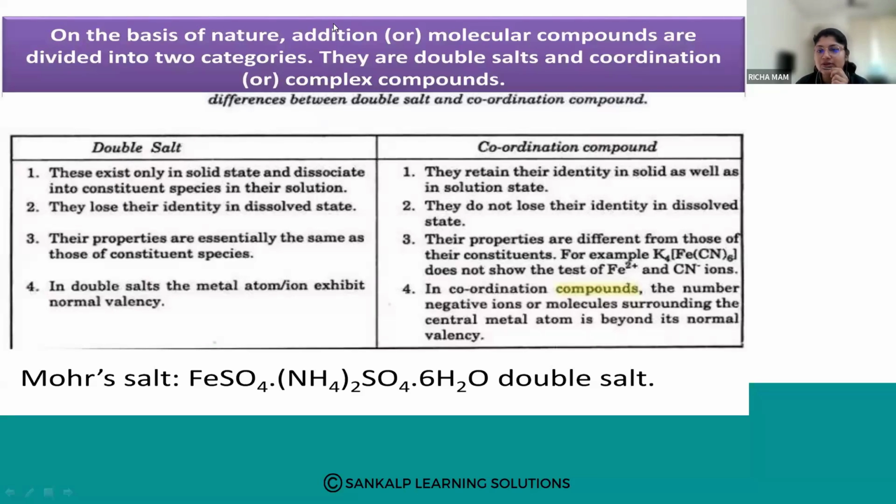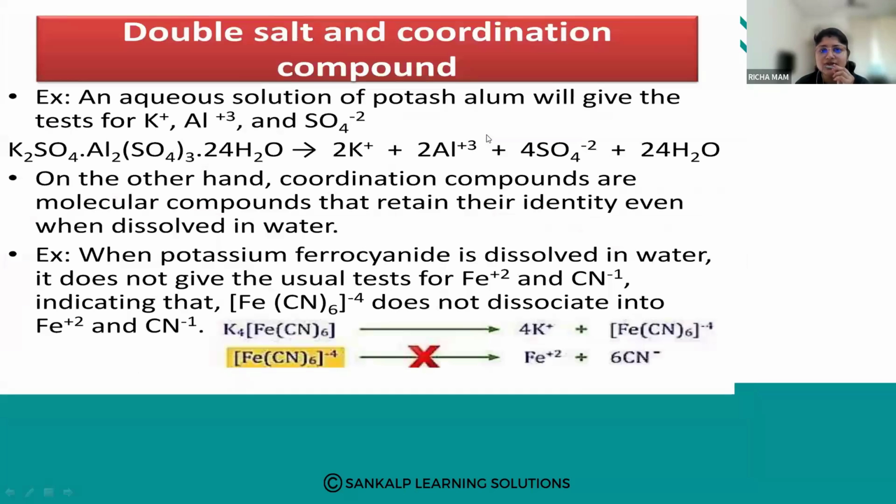Complex compounds are also addition compounds, but when we add them in water, they will not dissociate into simple ions. They will produce complex ions itself. This is the difference between a double salt and a coordination compound. Here is an example given for a double salt. This is your potash alum: K2SO4.Al2(SO4)3.24H2O. So this is potash alum.